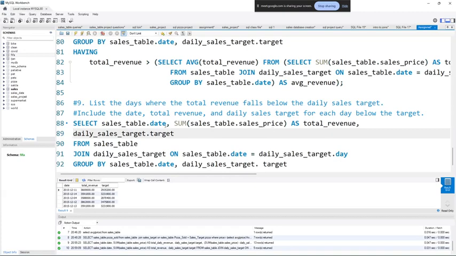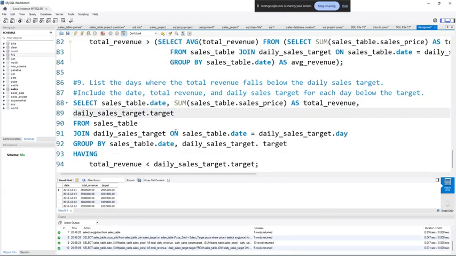Include the date, that is this, the total revenue, which is the sum of this, and the daily sales target, this, for those days that are below our daily sales target. So I will select all of this from the sales table, join this, and group by. How many columns are not aggregates? Only two, these two. So I'll group by those two.